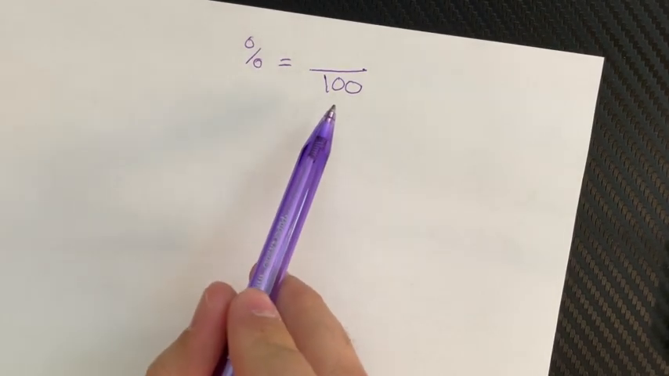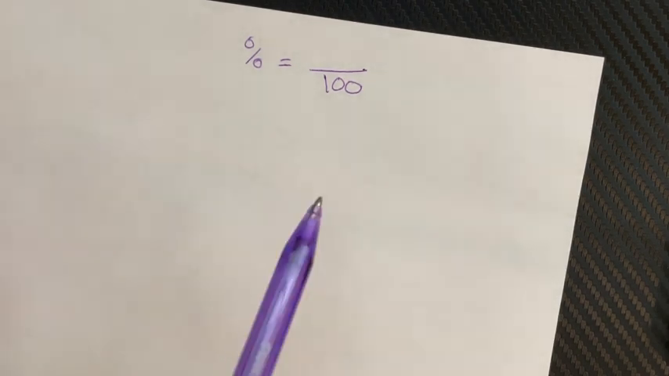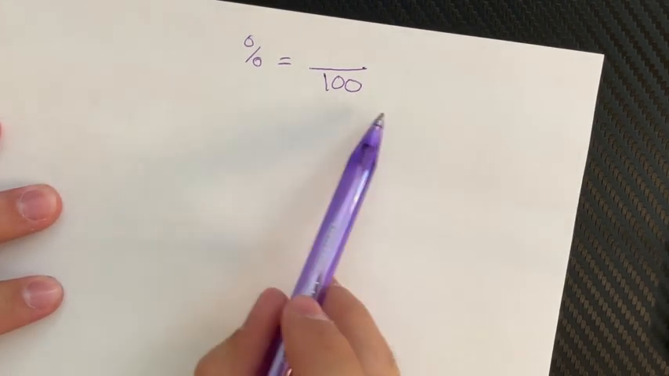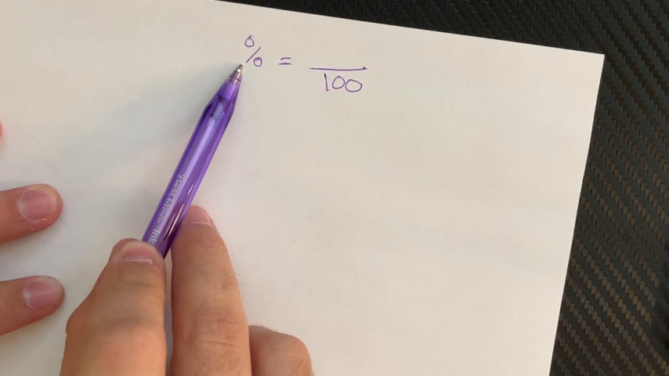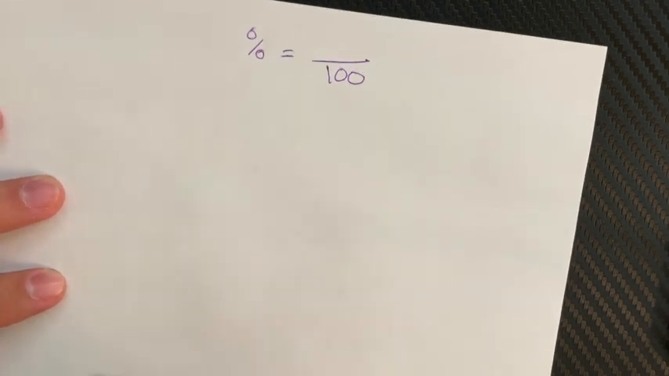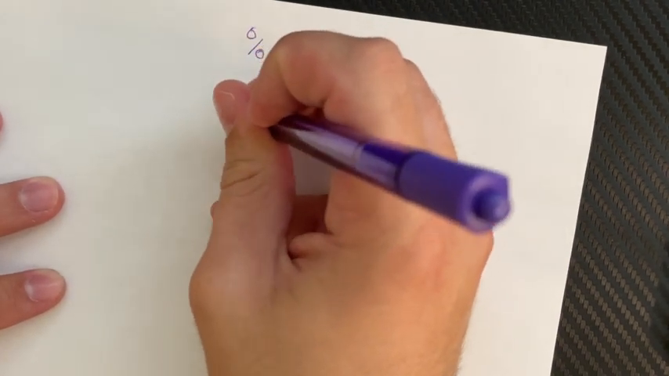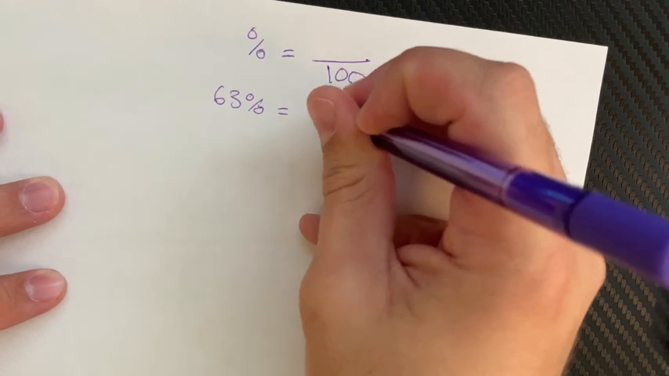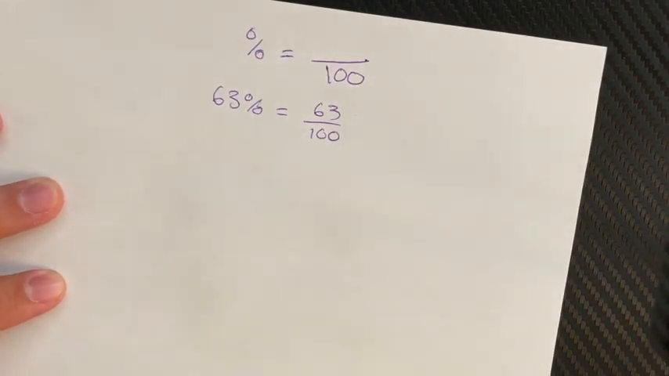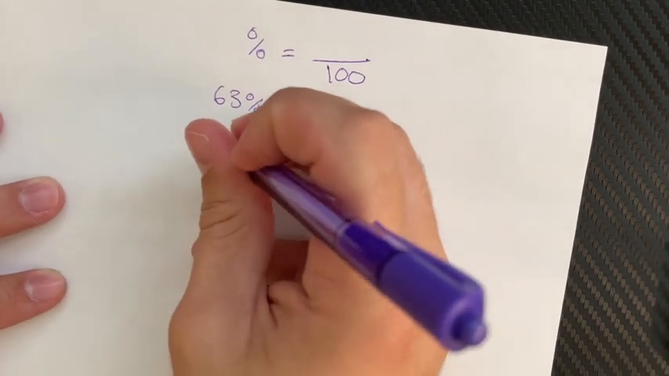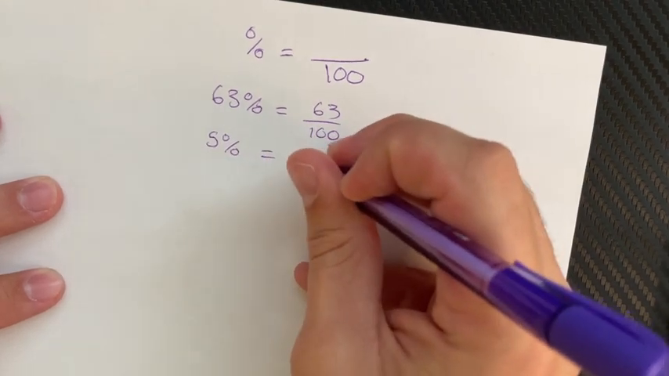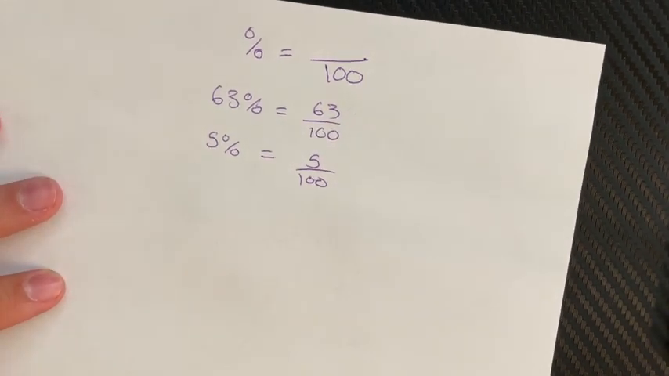So a century is 100 years. A cent is 1/100th of a dollar. Whatever, percent just means divide by 100. So 63% is 63 over 100, or 5% is 5 divided by 100, okay?